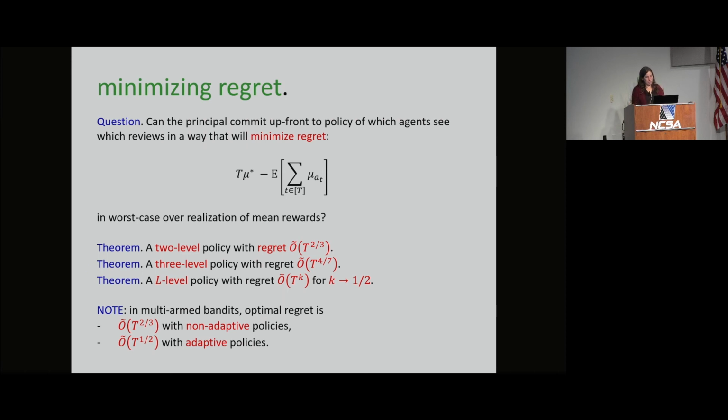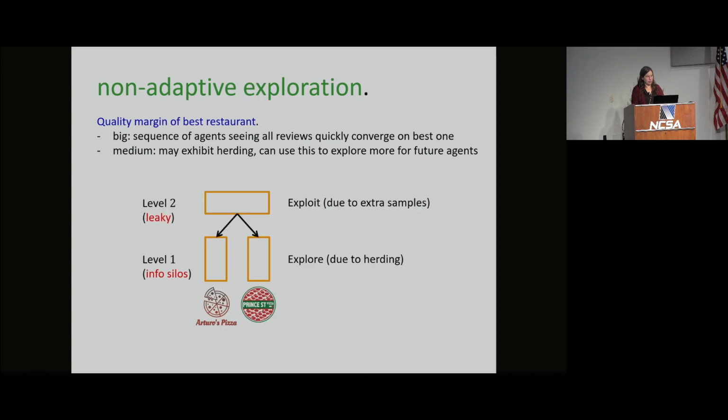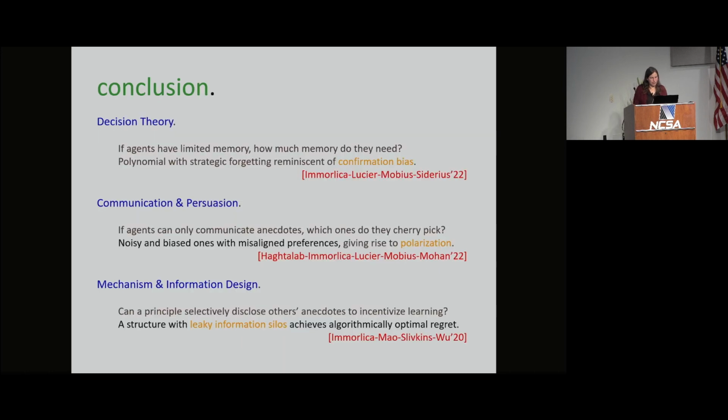And so I think I will not have a chance to show you how we do that. But the basic idea is that we can keep information contained in little information silos, so those agents are going to explore, and within the context of an information silo, because this half of the room only sees reviews from people in this half of the room, and that half of the room only sees reviews from people in that half of the room.